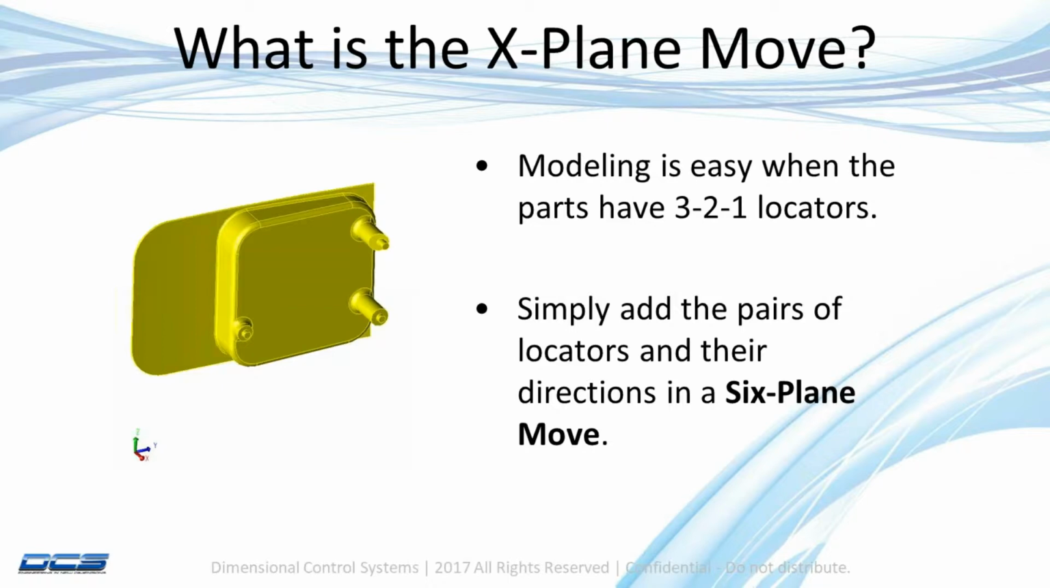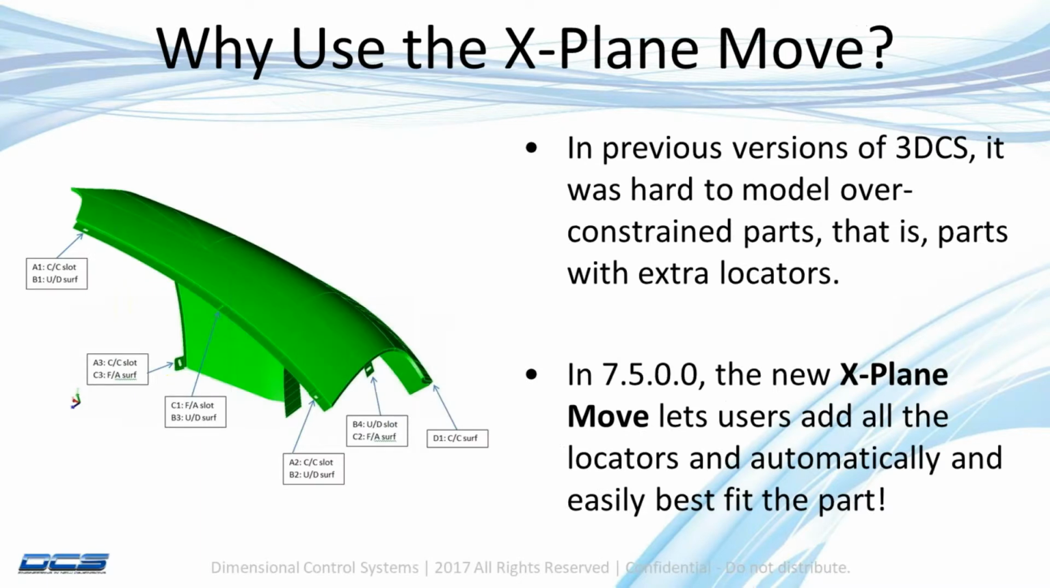We have 3 posts representing our primary plane. Then we have a 4-way hole and a 2-way slot, and a clearance hole for that last pin. Doing this move is very simple using the XPlane move. But what if we have more than just those 6 locators?